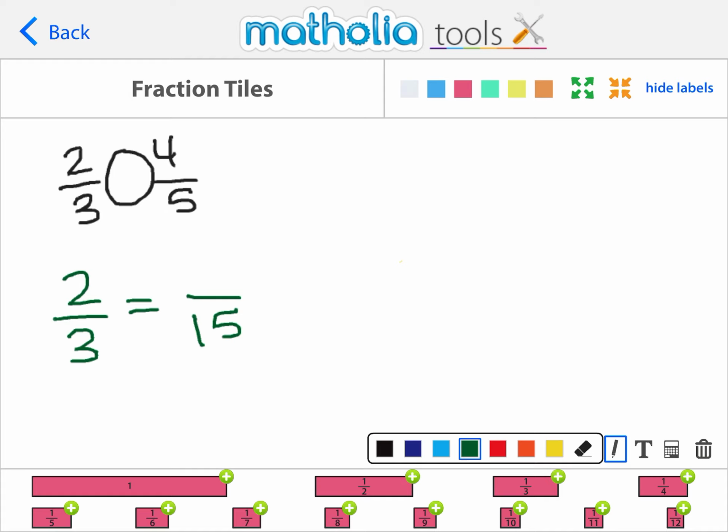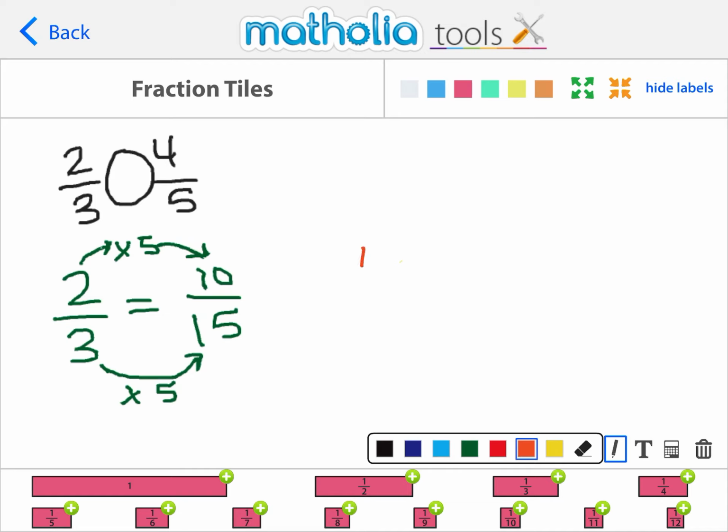So we ask, what do we multiply 3 by to get to 15? And we know that we are going to multiply by 5. And if you do it to the denominator, then you need to also do it to the numerator. So we're going to multiply by 5 on the top as well, which turns into 2 times 5 is 10. So 10/15 is actually the same thing as 2/3. So let's go ahead and do 4/5 as well.